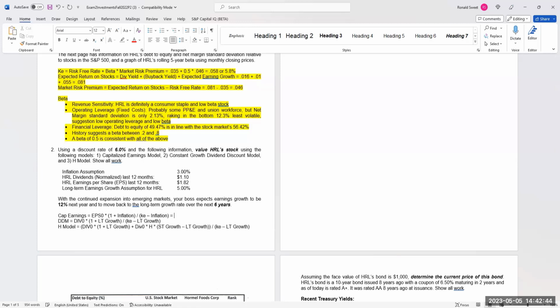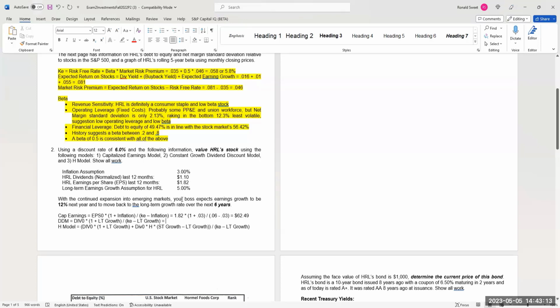All right, so here we have EPS is $1.82 times 1 plus inflation. Inflation is 3%. Divided by, we're going to use a 6% discount rate, 0.06 minus 0.03. And that's going to equal $62.49.